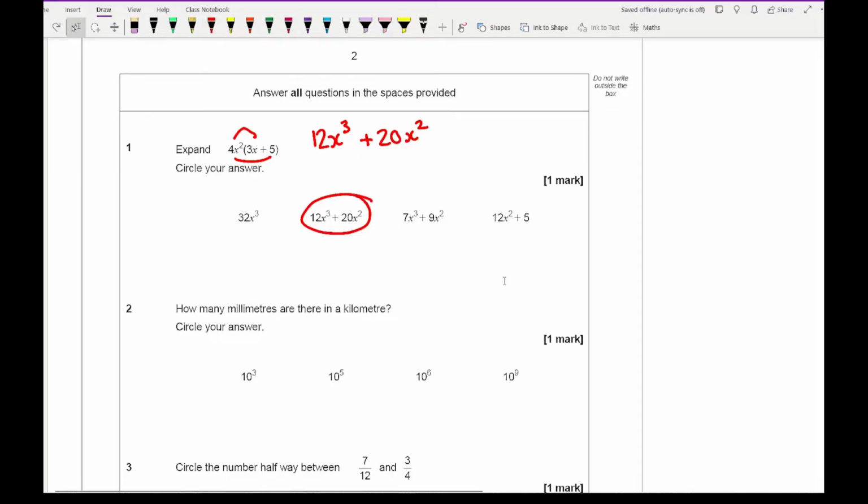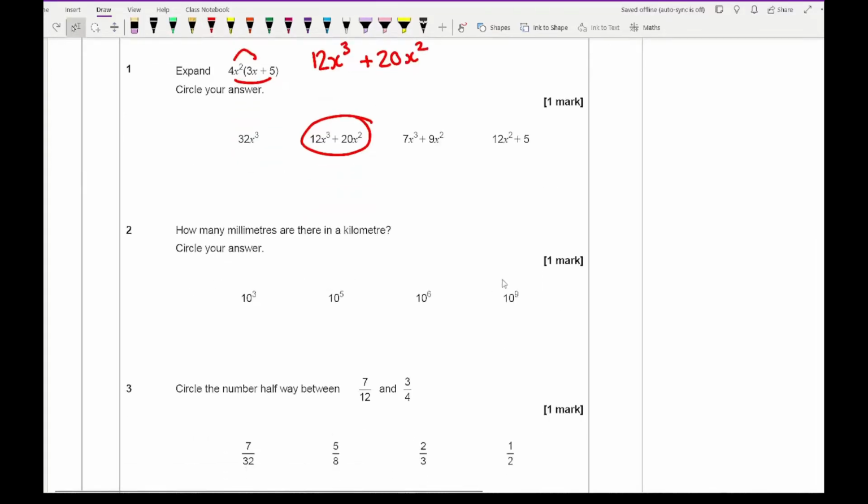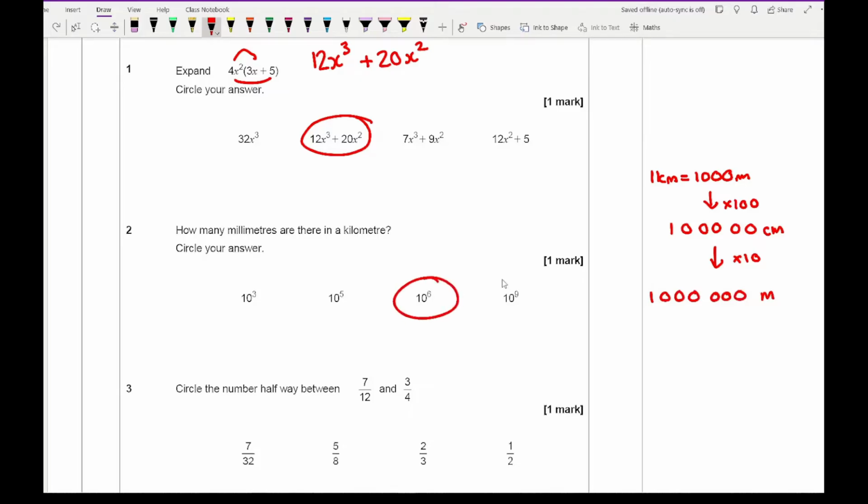For question 2, for this one, how many millimeters are there in a kilometer? Well, in 1 kilometer there is 1,000 meters. Then to convert this into centimeters, I need to multiply that by 100, which then gives me 1 with 5 zeros, and then to convert that into millimeters I need to times that by 10, which then leaves me with 6 zeros, so therefore the answer is going to be our third option.